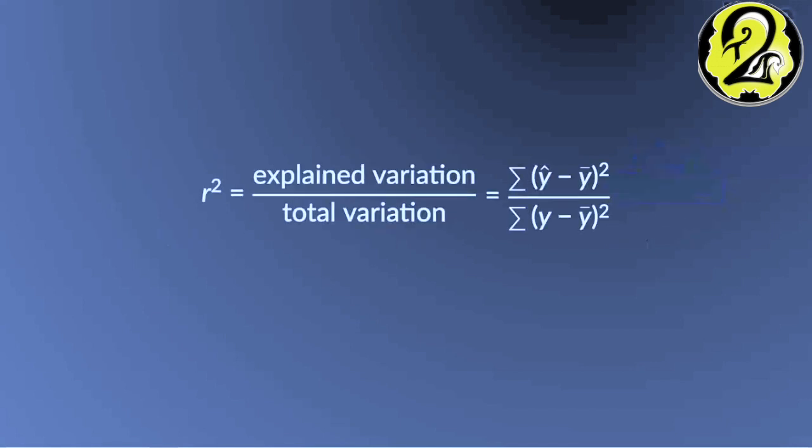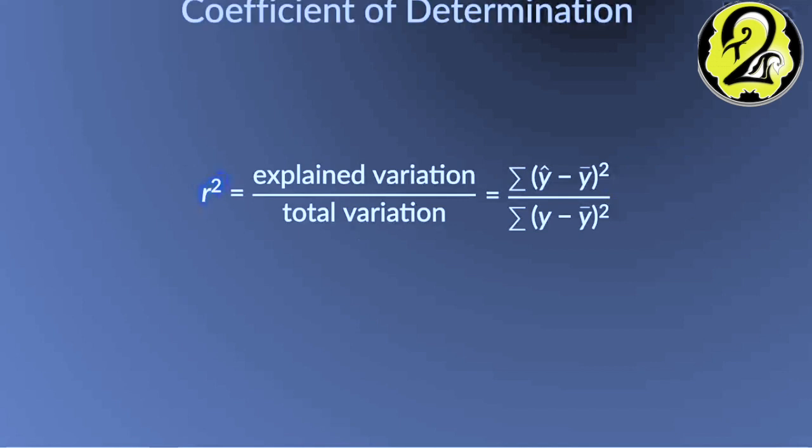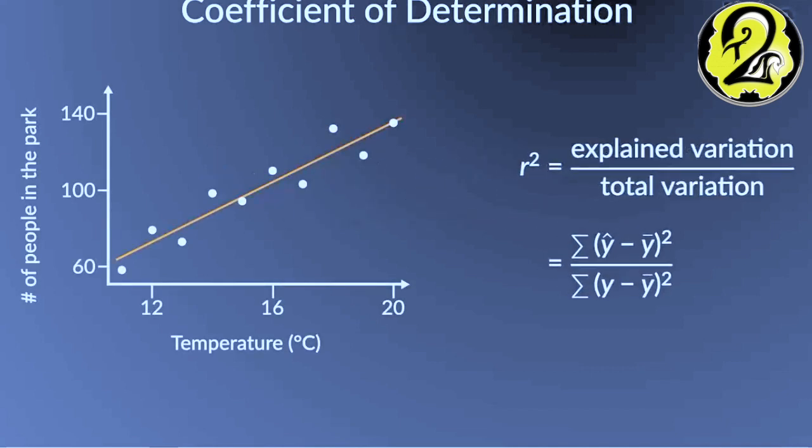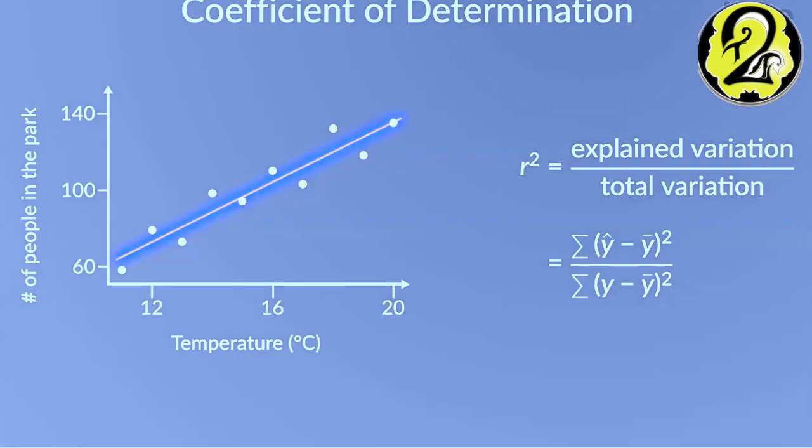The ratio of the explained variation to the total variation is the R-square value, also known as the coefficient of determination. It indicates the proportion of the variation in the y value that the regression line can explain.